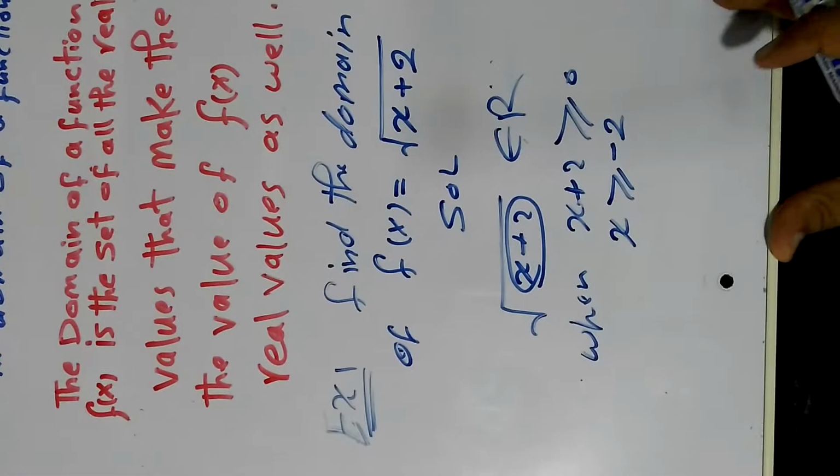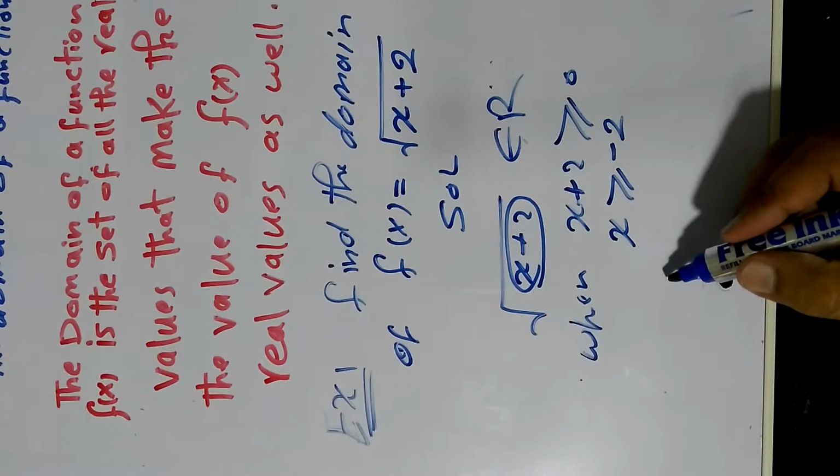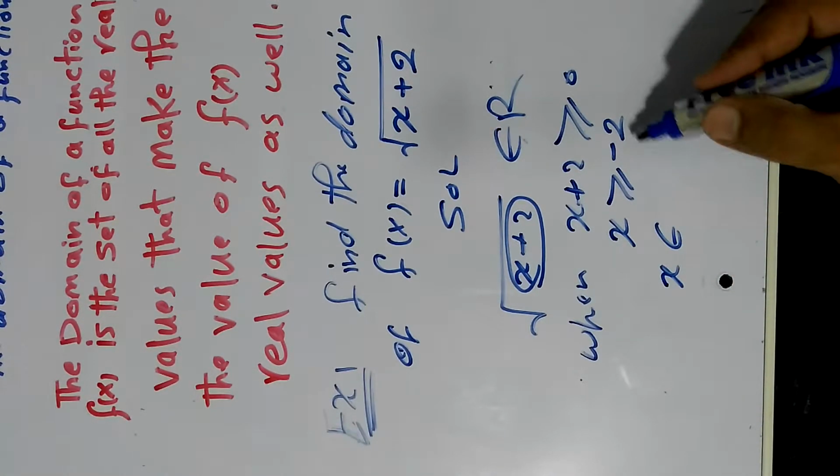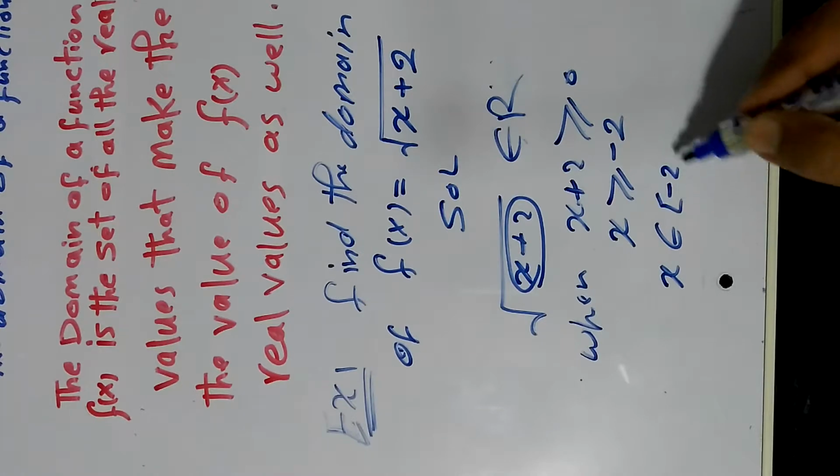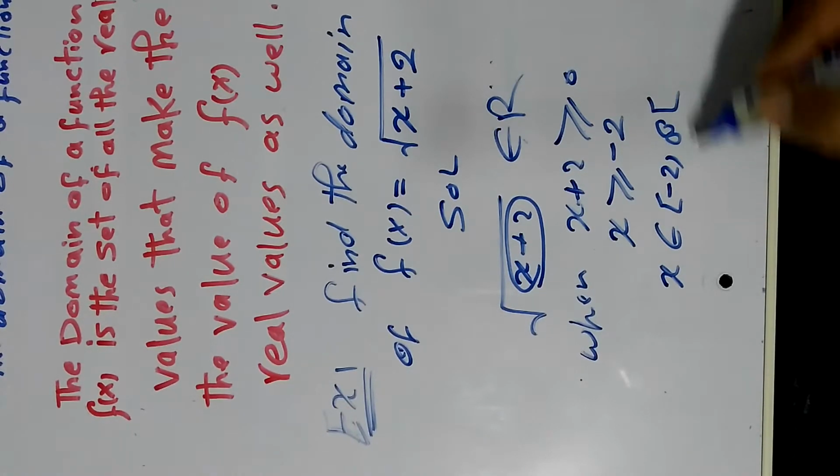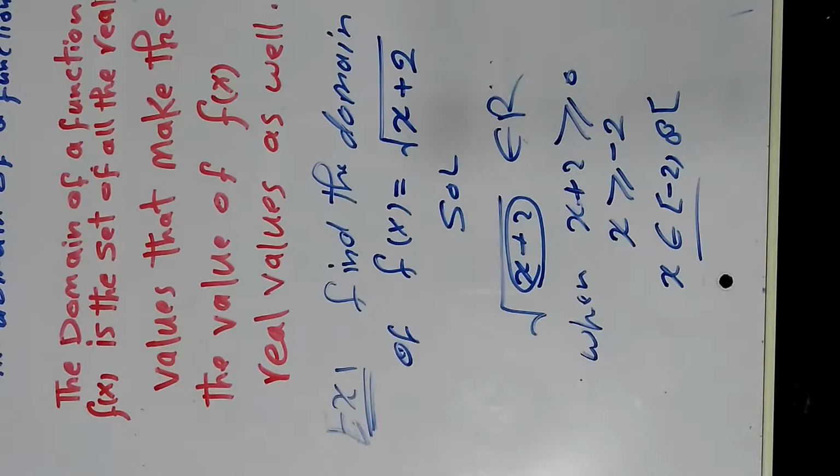Write this down as an interval. So x belongs to negative 2 closed, infinity. This is the domain of the function f of x equals square root of x plus 2.